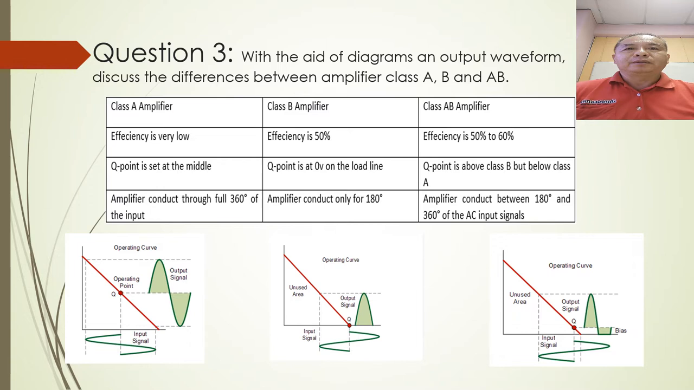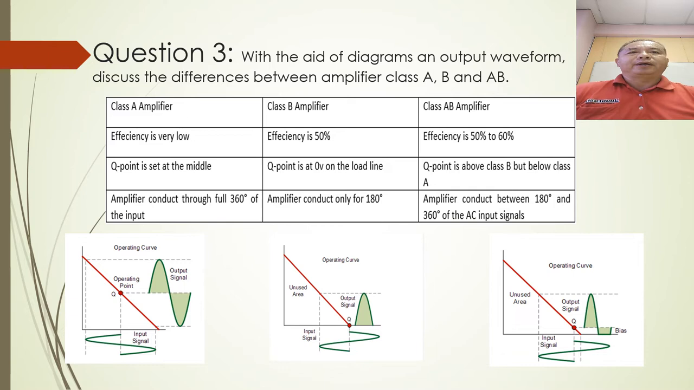Then the amplifier conducts through the full 360 degrees of the input. Class B amplifier, the efficiency is 50%. The Q point is at 0 volts on the load line.